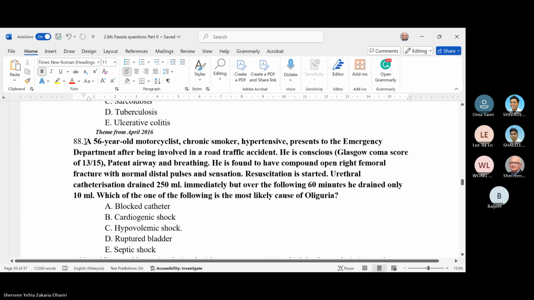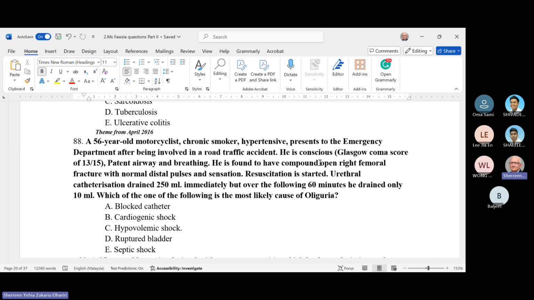Next question: a 56-year-old motorcyclist, chronic smoker, with hypertension, presented to the emergency department after being involved in a road traffic accident. Conscious, Glasgow Coma Scale is 13/15, patent airway and breathing, so A and B are okay. Found to have a compound open right femoral fracture. Compound means open. Comminuted means multiple pieces, but this is compound, meaning open. Of course, in any open or compound fracture, it is better to do external fixation. Okay.